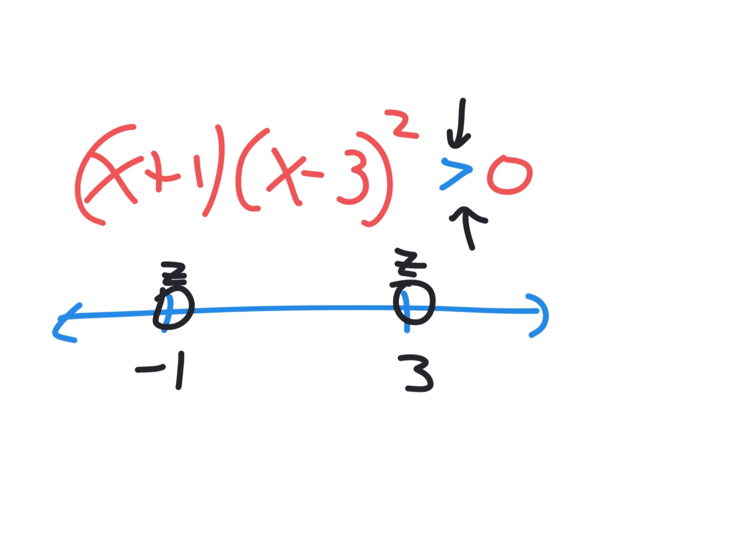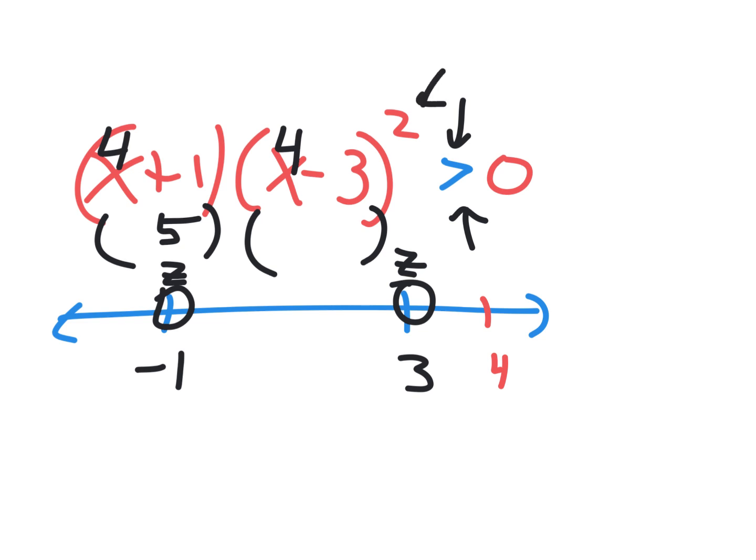All right, now I got to test a number like 4. Rissy, if I put in a 4 here and here, tell me what I get. 5, and don't forget to square it, and it's still 1. And so 5 times 1 is 5. Is 5 bigger than 0? Yeah, so it worked.